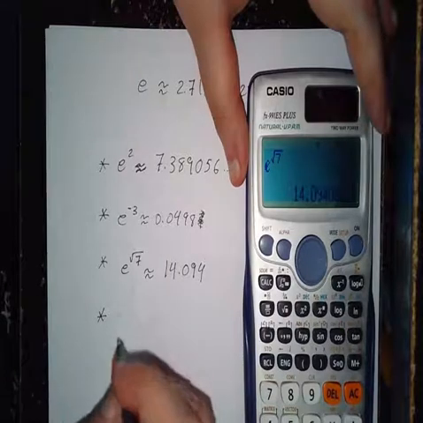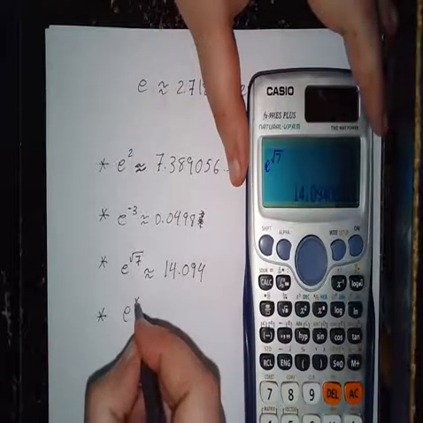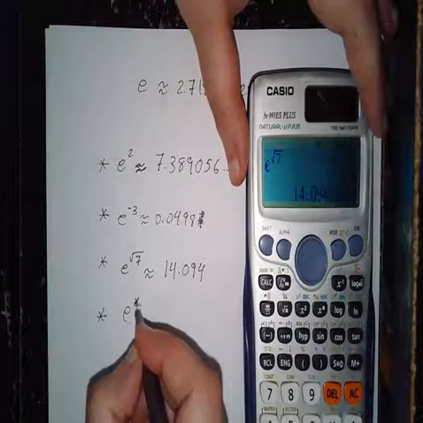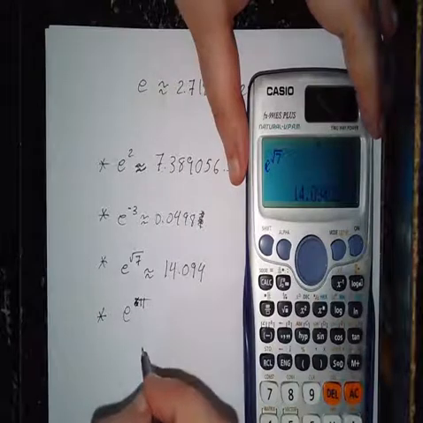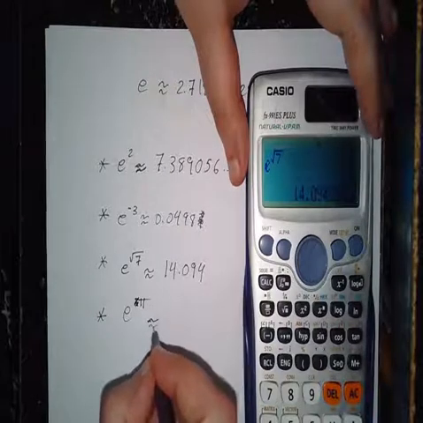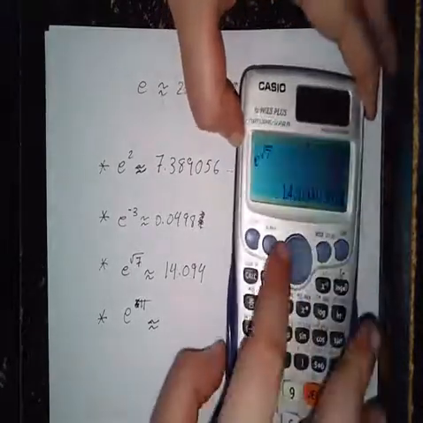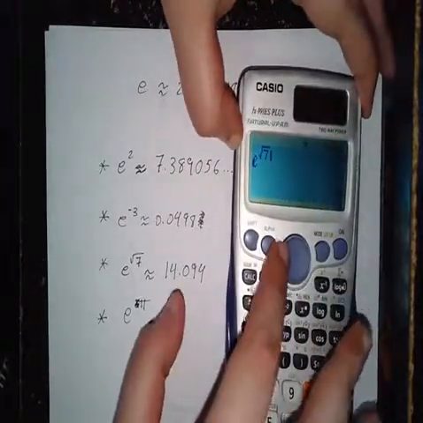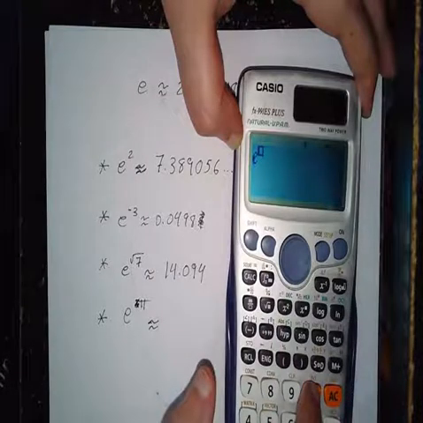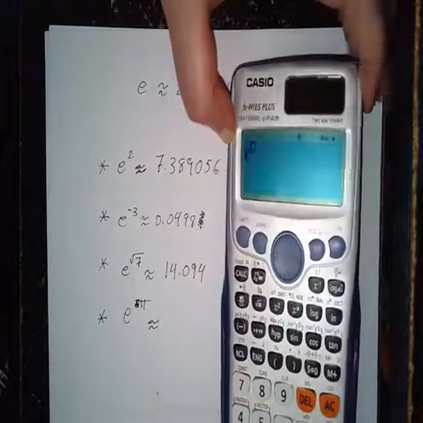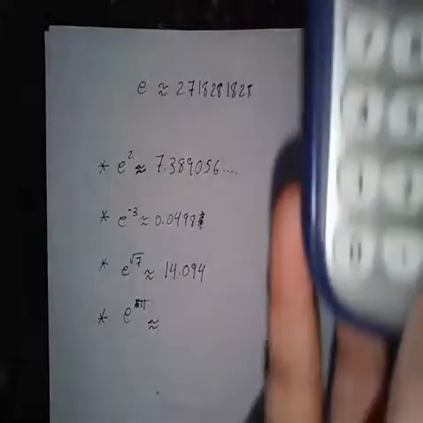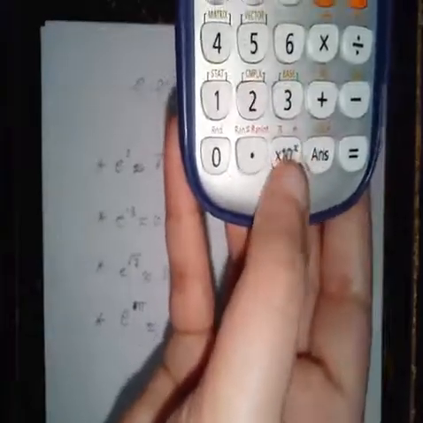And last one, e to the, actually let's make that e to the pi. So it's e to the pi power. So pi is a number, and it's in the calculator too. Let me try and find it. There, so e to the power, and pi is actually on the very same button e is on.